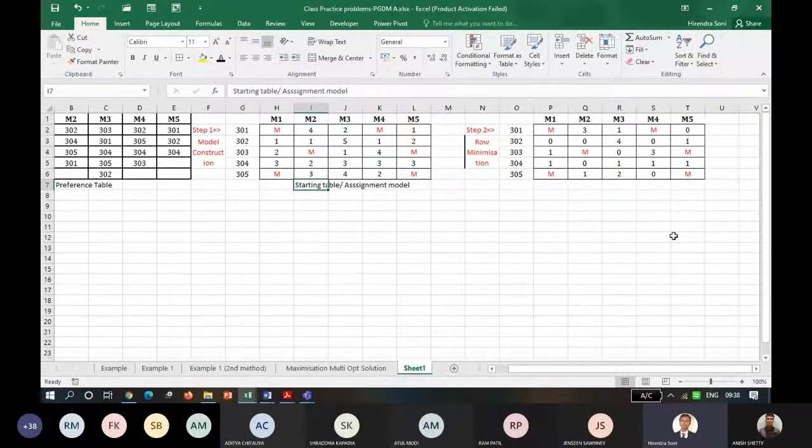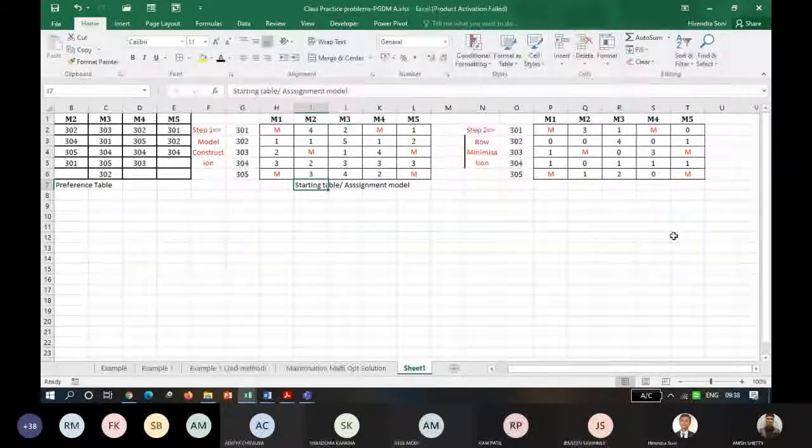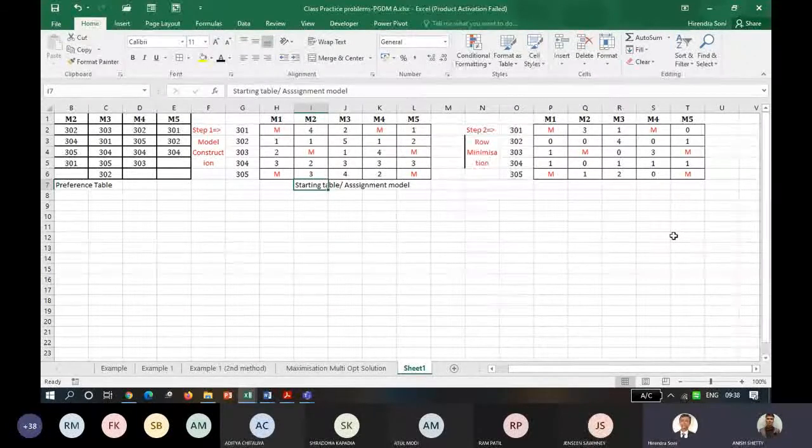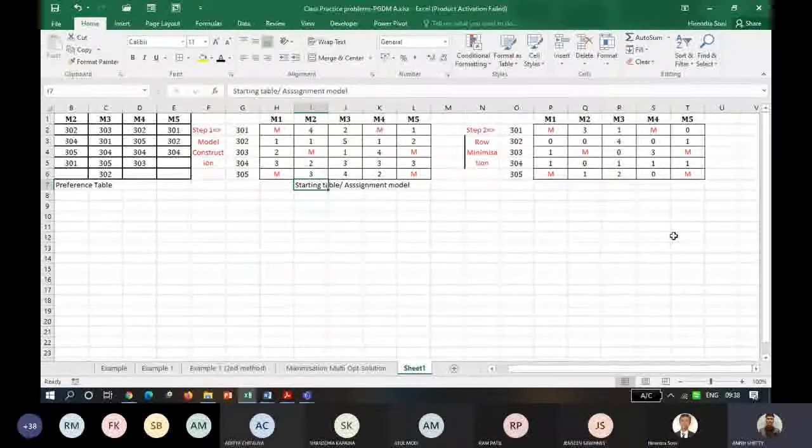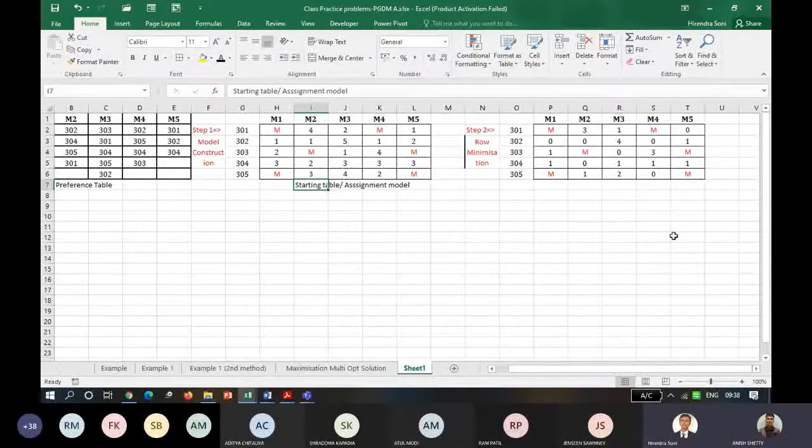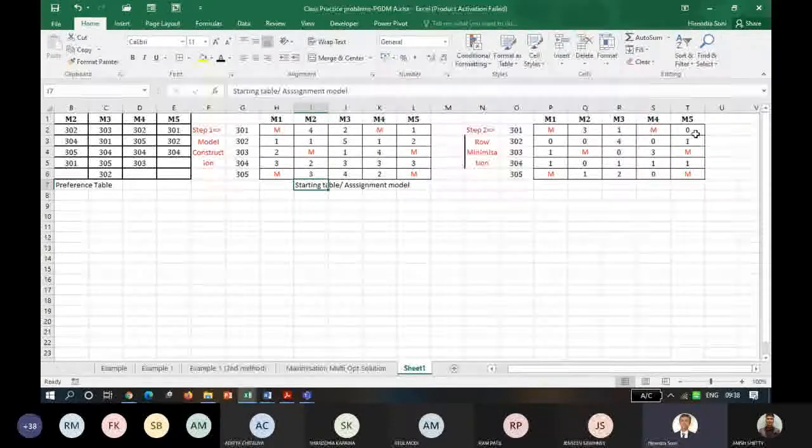Okay. Going forward, do we need to do column minimization now? Sir, no need, because we have already got zeros in every column. So even if we do column minimization, it will not change the cells. Now, अब आप इधर पर क्या करोगे? सबसे पहले सीधा एलोकेशन शुरू करोगे.